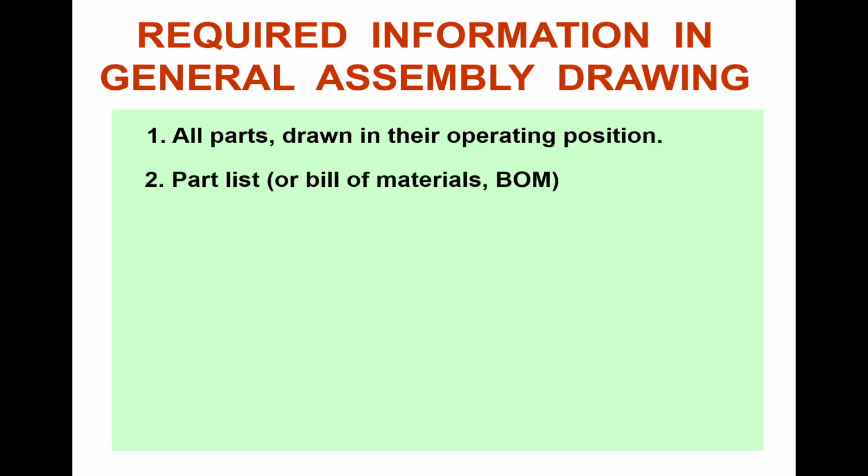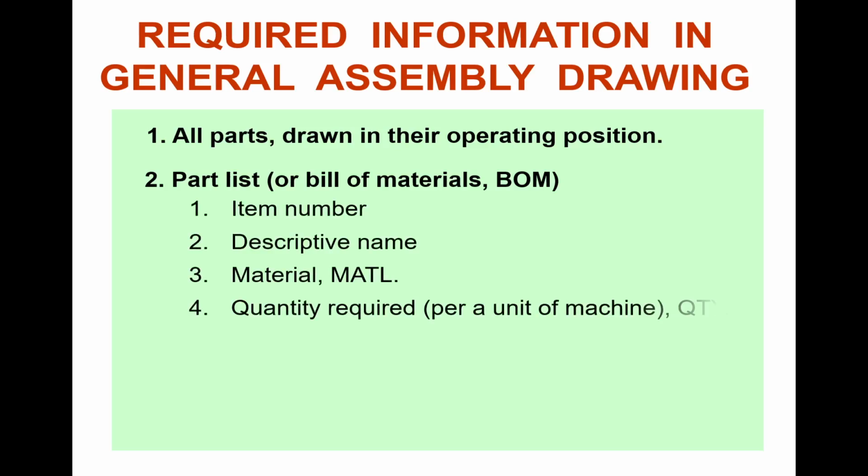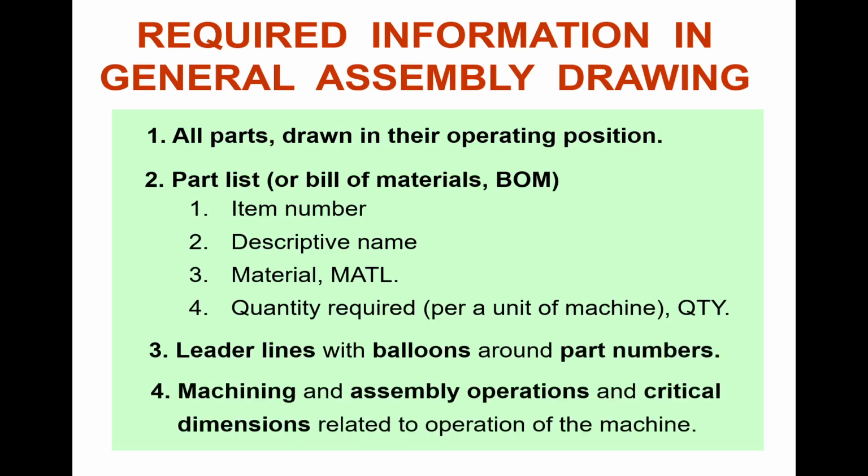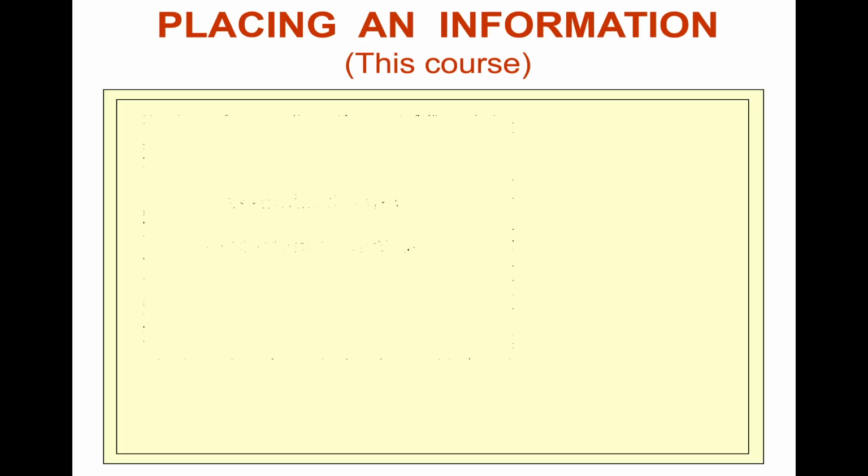Part list or bill of materials. Okay, you kena letakkan part list ni. Part list ni adalah dia akan include all these items. Okay, number, item number, descriptive name, material. Material ni dia punya short form untuk material, and quantity required per a unit of formation. QTY ni dia punya short form. And then leader lines with balloons around part numbers. And number 4, machining and assembly operation and critical dimension related to operation of the machine.